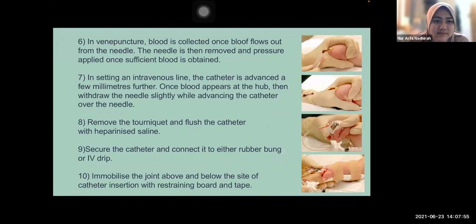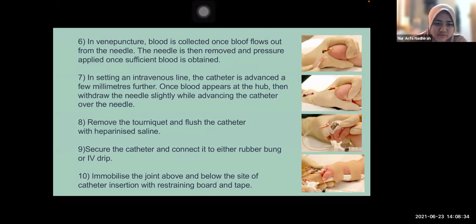And next, in venipuncture, the blood is collected once the blood flows out from the needle, and the needle is then removed and pressure applied when sufficient blood is obtained. And in setting an intravenous line, the catheter is advanced a few millimeters further, and once the blood appears, then we withdraw the needle slightly and we advance the catheter over the needle. And we remove the tourniquet and flush the catheter with heparinized saline. And we secure the catheter and connect it to either a rubber bung or intravenous drip.